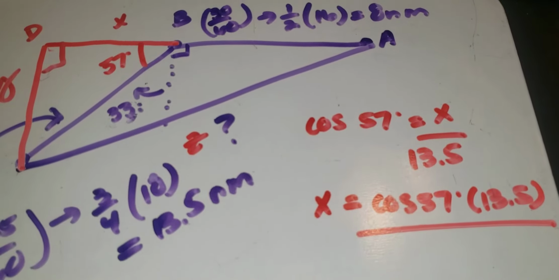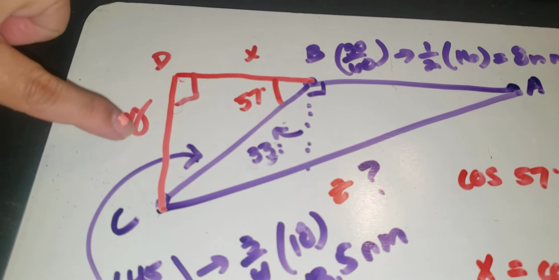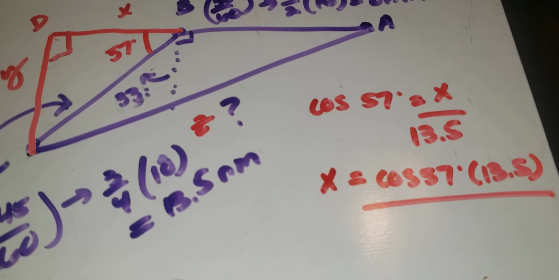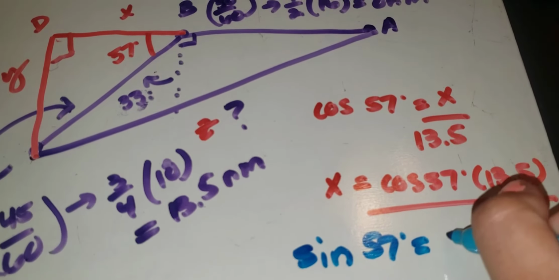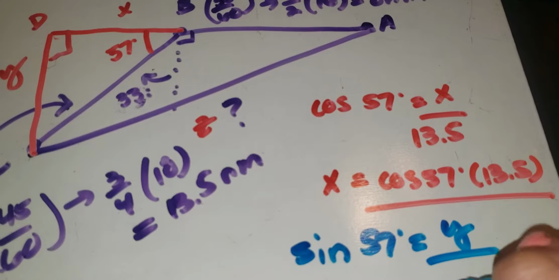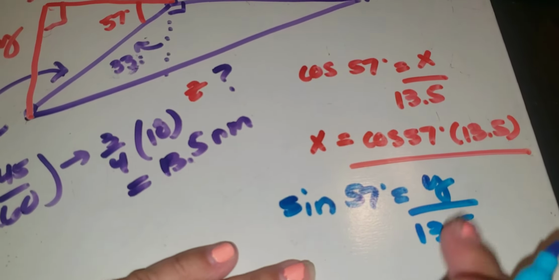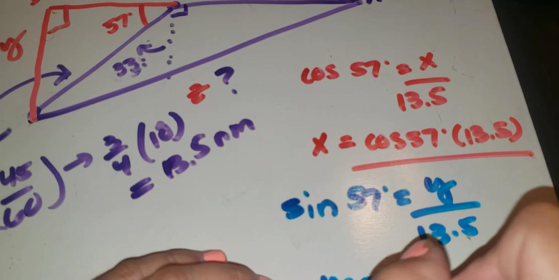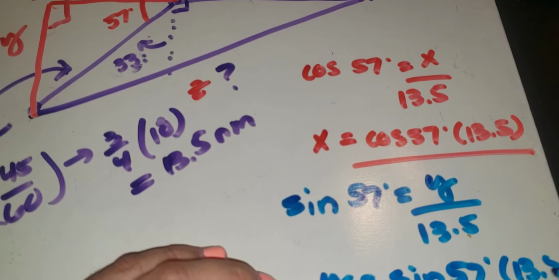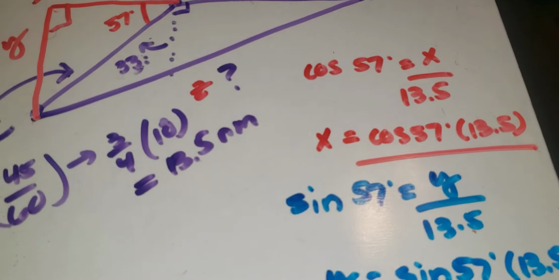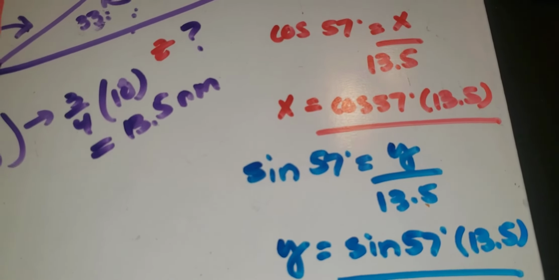So now let's do the same thing for Y. I'm going to do opposite and hypotenuse, so now I'm going to work with sine. Sine of 57 equals opposite, which is Y, over hypotenuse, which is 13.5. Again, cross multiply, isolate Y, you get Y equals sine of 57 degrees times 13.5. These are the two you have to remember, what X and Y are.